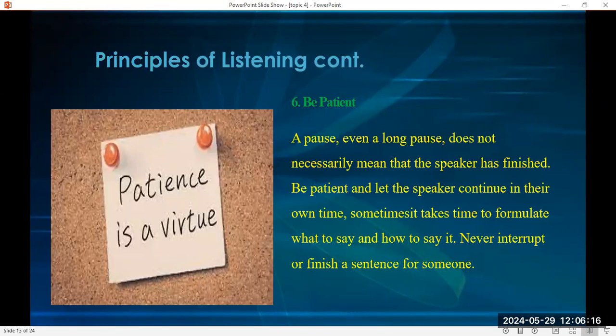So there are people who put short pauses. That does not mean they have finished speaking. A good way that you can tell whether they have finished speaking is to ask them, have you finished speaking? Can I speak? So be patient and let the speaker continue in their own time. Sometimes it takes time to formulate what to say and how to say it. Never interrupt or finish sentences for anyone. Don't interrupt. It's good to confirm from them. Are you done speaking? Can I say something? Something like that.